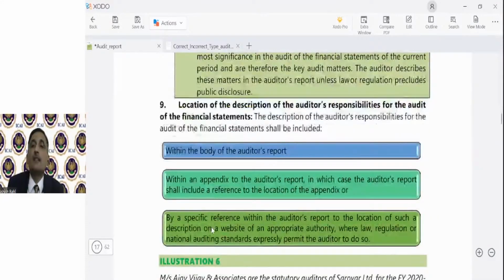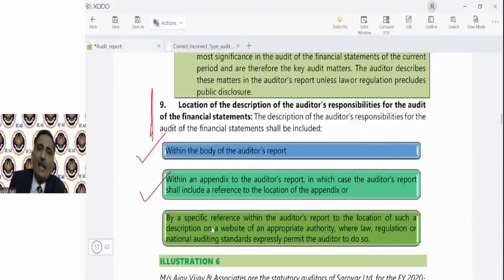And next thing is location of the description of auditor's responsibility in the financial statements. Now if these 3-4 pages of auditor responsibilities are written in the body of the report, then the report itself might become bulky. So these can be included within the body of the report or within the appendix to the report.